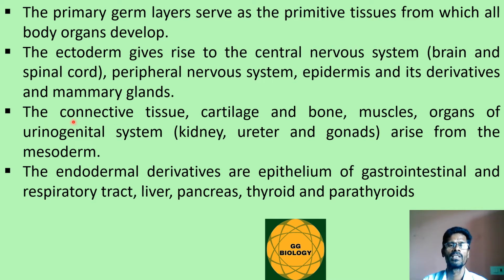The mesodermal cells give rise to the connective tissues, cartilage, bones, muscles, and organs of the urogenital system, particularly the kidneys, ureters, and the gonads. And lastly, the endodermal cells. The endodermal derivatives are the epithelium of the gastrointestinal and respiratory tract, liver, pancreas, thyroid, and parathyroids. Usually these organs develop from the endodermal cells.